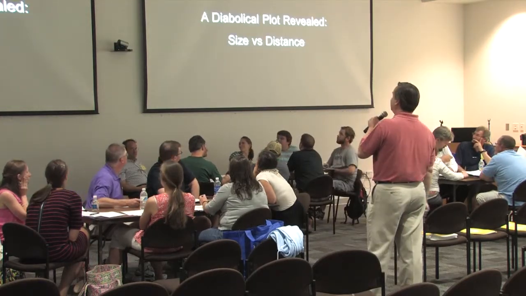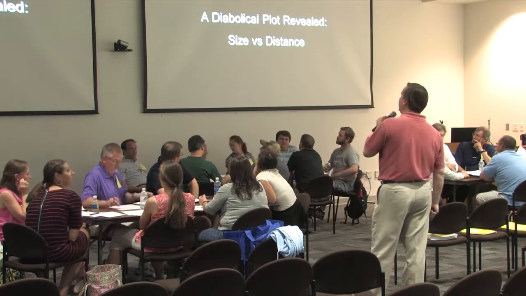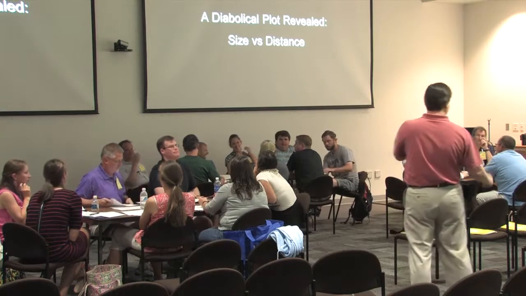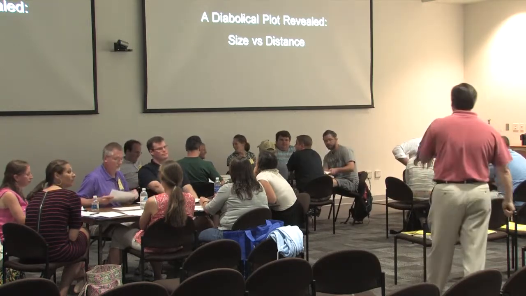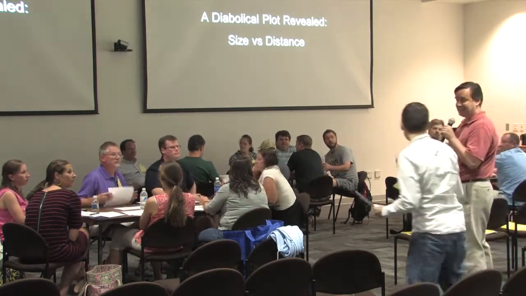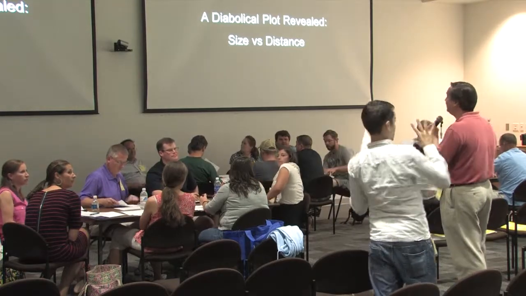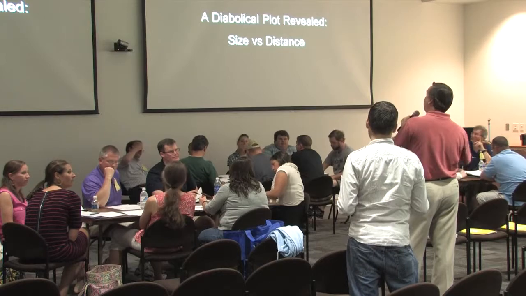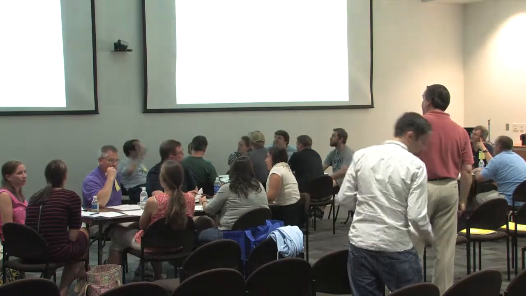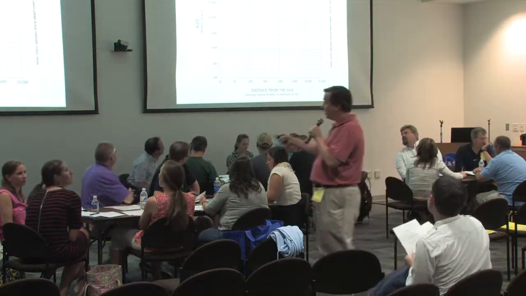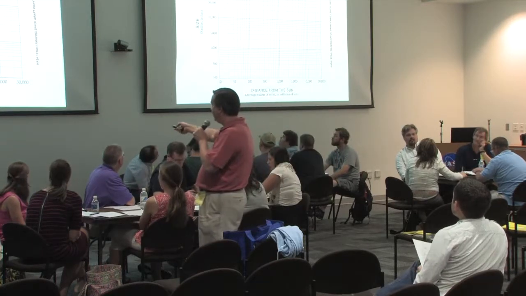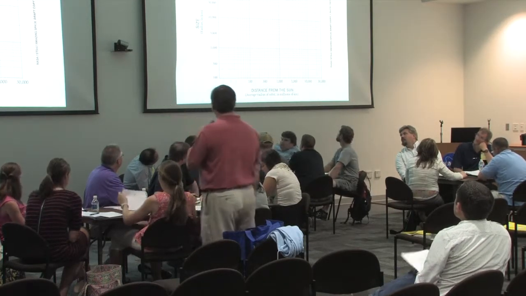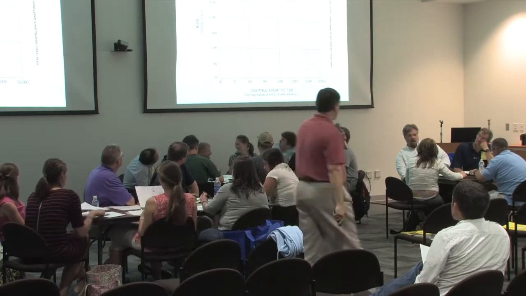All right, did I have something else on this slide? I can't remember. All right, now the diabolical plot will be revealed when we do size versus distance. We're not going to ask you to plot size versus distance. We're going to plot that together via PowerPoint. Okay. So again, log plot. Distance from the sun on the x-axis. Size on the y-axis. This size is the same as what we plotted in the previous one.